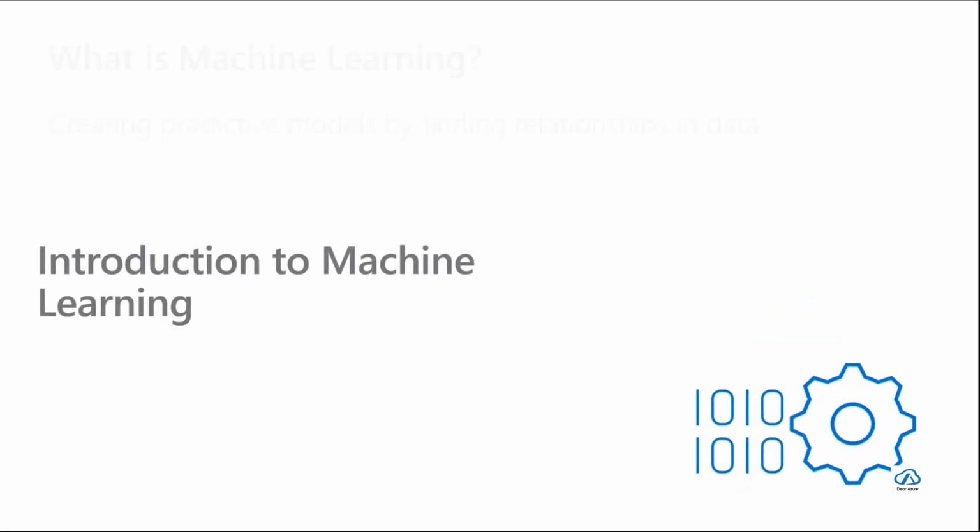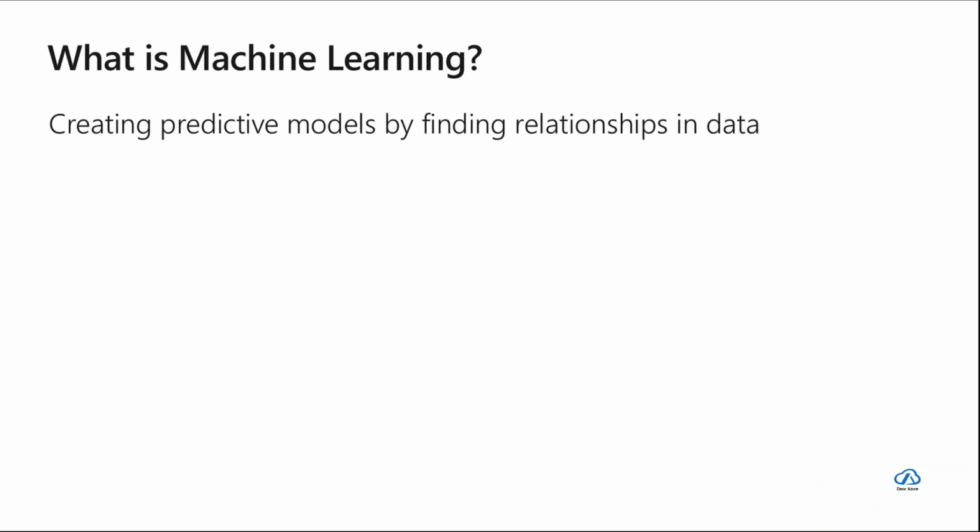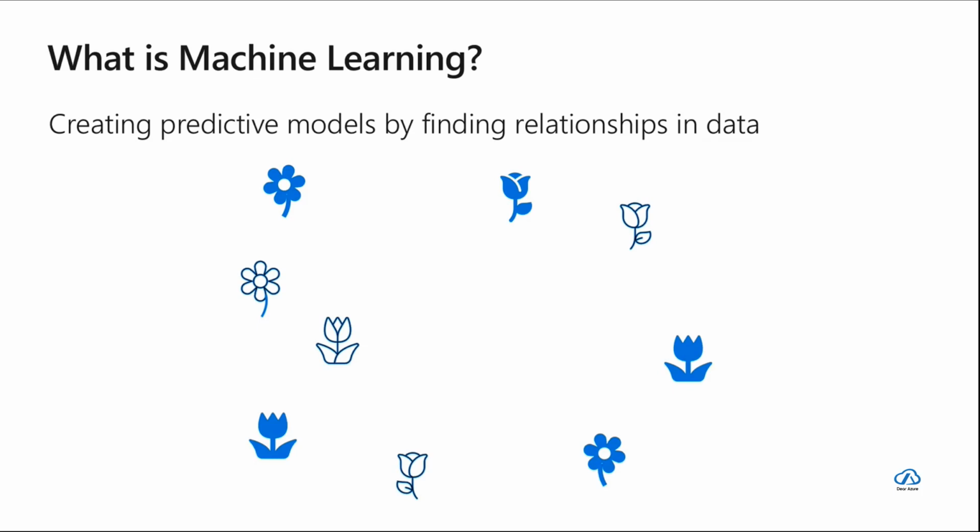Yep, get ready. Now, when we talk of machine learning, even on the Azure Machine Learning portal, which I'll show you when we are building our automated machine learning models, what does machine learning do? It is just creating predictive models by finding relationships in the data.